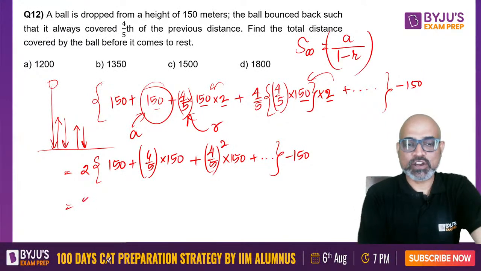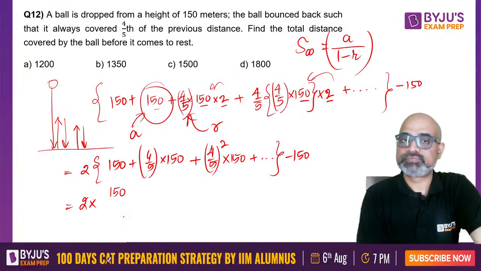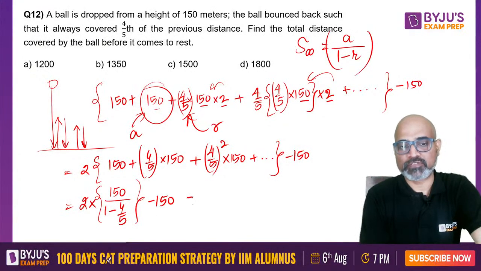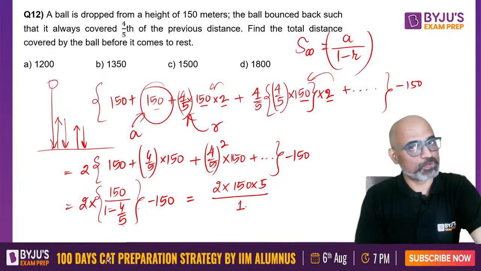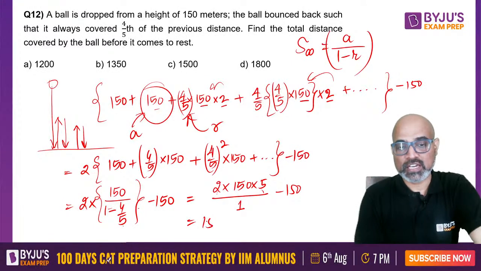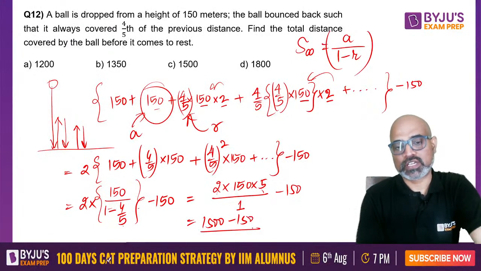So what is a over here? A is going to be 150. And what is r over here? 4 by 5. Don't forget to subtract 150 later on. If you solve this, this is going to be 2 into 150 into 5 divided by 5 minus 4, which is 1, and minus 150. 5 into 2 is 10. 10 into 150 is 1500 minus 150.